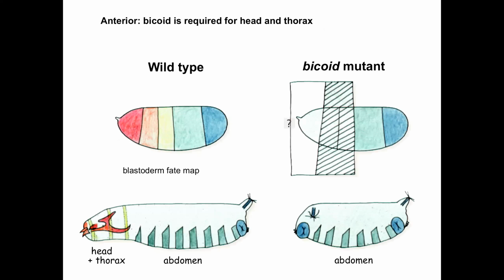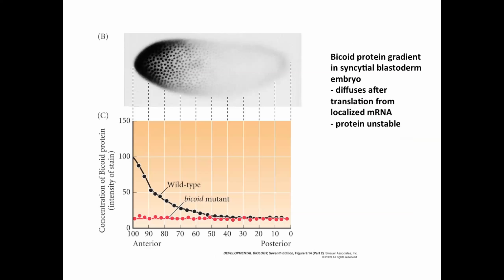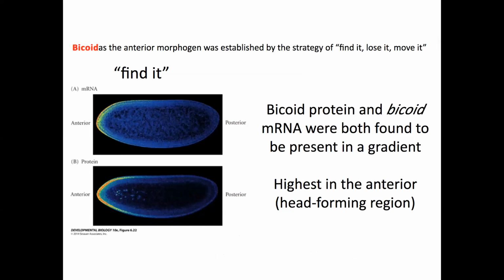Now, yeah, so this is a cartoon representing the same thing. This is the mRNA. Okay, now the series of experiments done by Lewis and Nüsslein-Volhard made it very evident that Bicoid was a morphogen that dictated head formation.